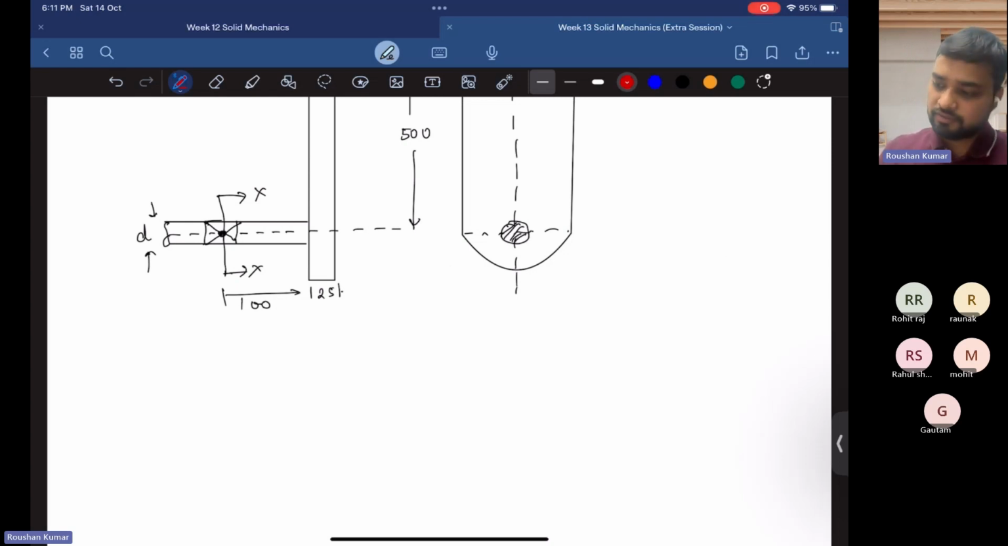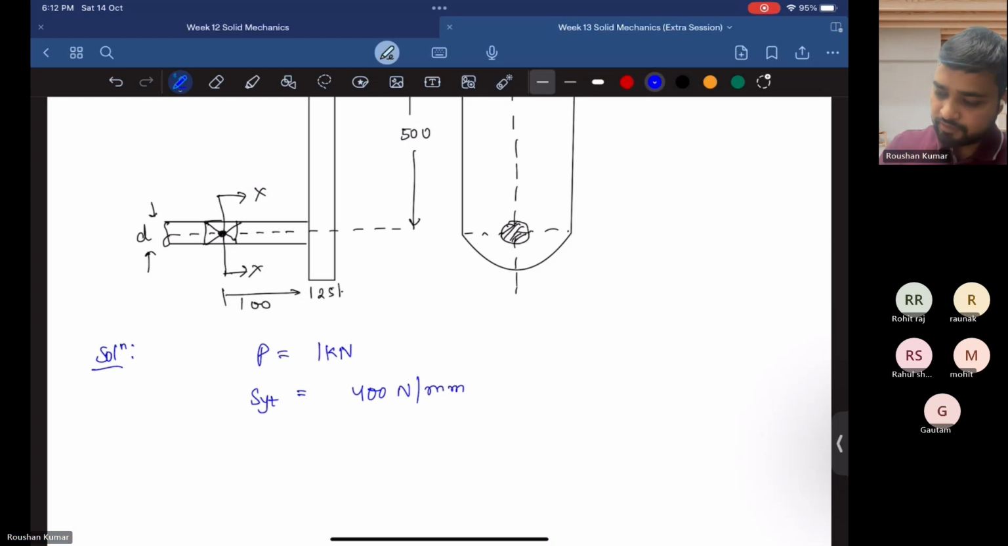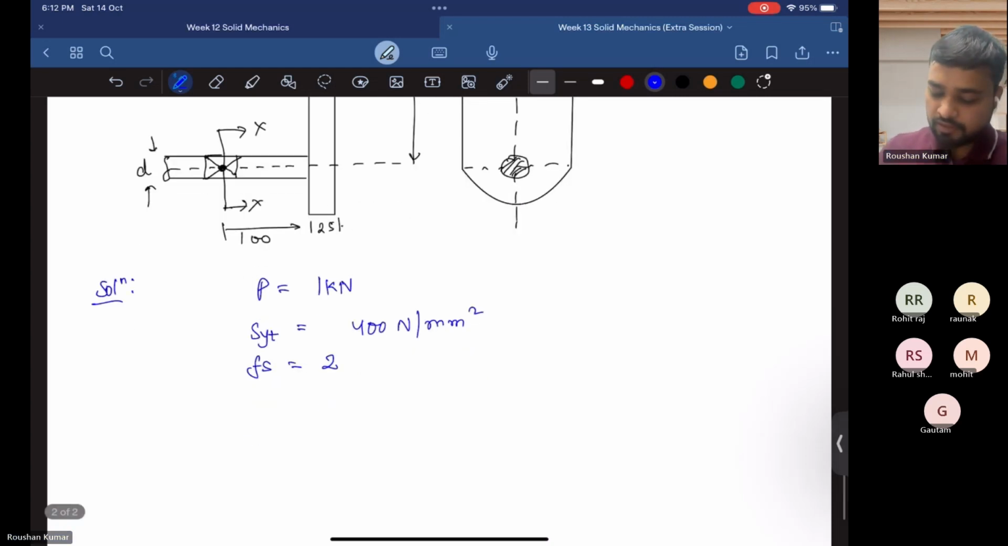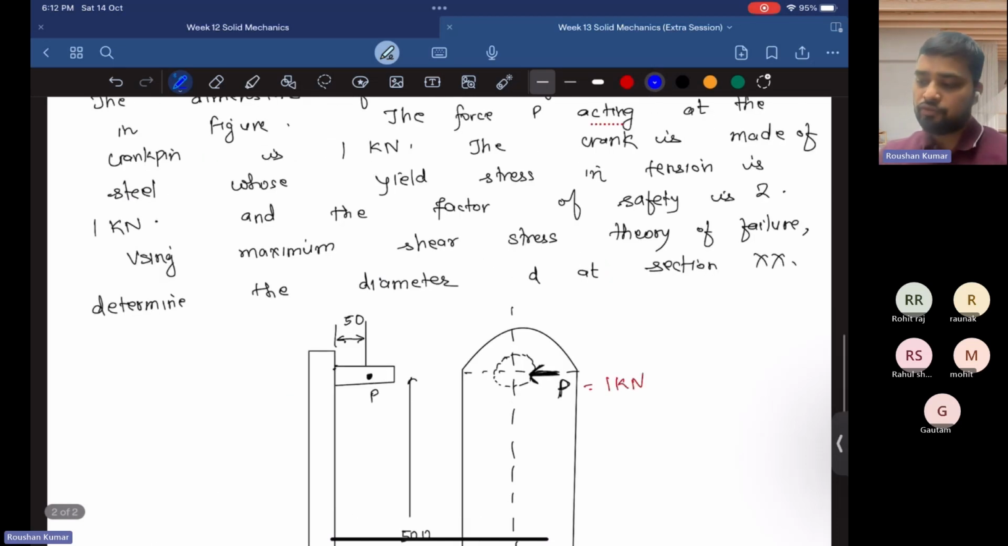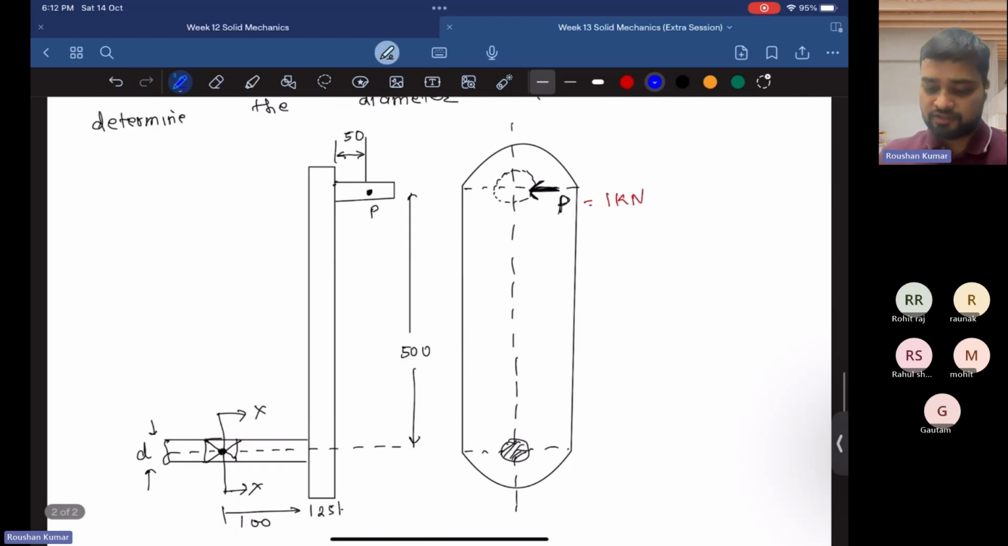So let's solve this question. First I write the given values. Here it is already given that the load P is equal to 1 kilonewton, SYT is equal to 400 Newton per mm square, and the factor of safety is 2. Because here we have to use the maximum shear stress theory, first we will calculate the permissible shear stress.